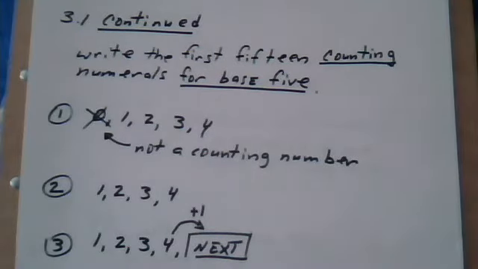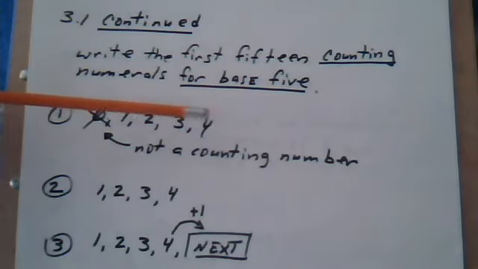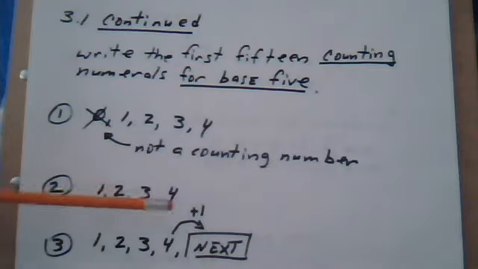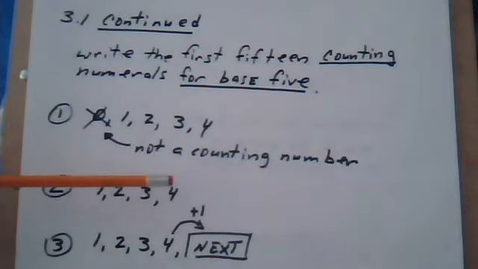Write the first 15 counting numbers for base 5. So these are the ones we have for base 5. Notice we're crossing out the 0 because 0 is not a counting number. So now we just have 1, 2, 3, 4. And from here, since this is base 5, notice there's no symbol for 5. We're going to have to use these to create the 5, the 6, the 7, all the way to 15.